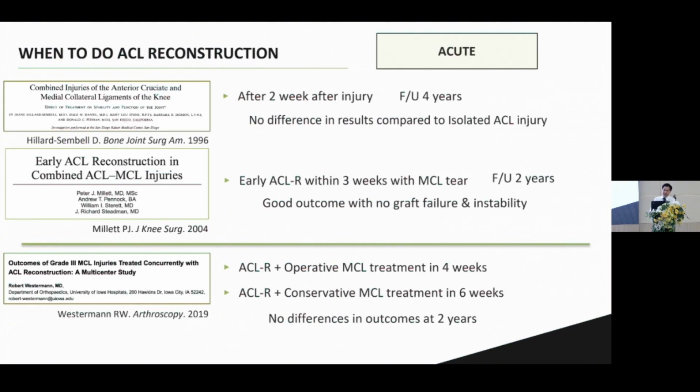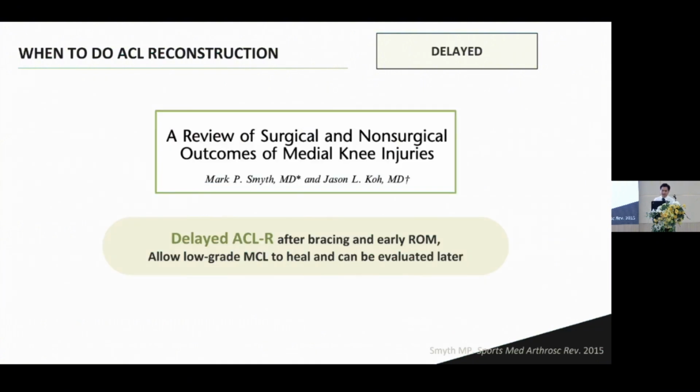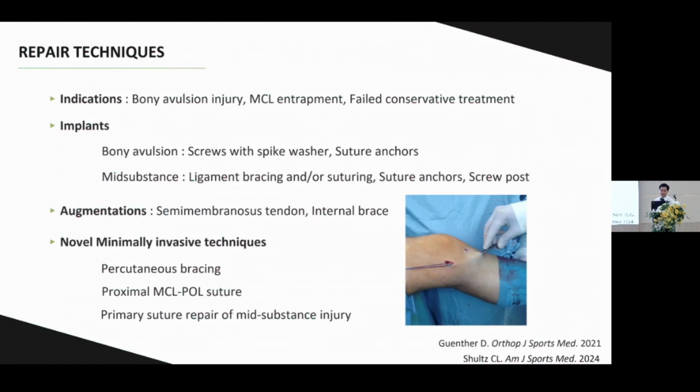So when to do ACL reconstruction? Researchers have supported acute ACL reconstruction with good outcome, with no graft failure and residual instability. But delayed ACL reconstruction after 6 weeks, which is mostly what we encounter, also has an advantage: it allows low-grade MCL to heal, and we can evaluate it later.